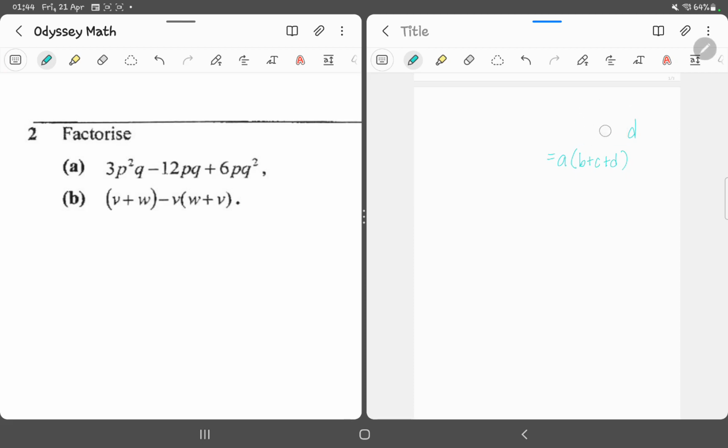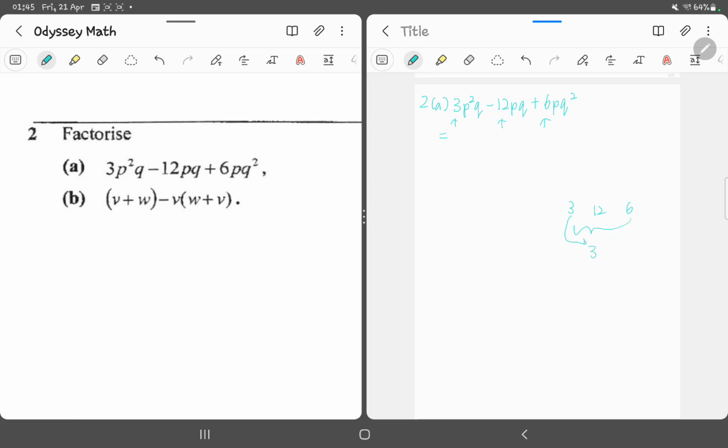Okay, so based on this understanding, let's do question number 2, part A. So we have 3p square q, minus 12pq plus 6pq square. So this is actually equals to, so here, let's just look at the constant over here. Constant means the number. So there's a 3 over here, a minus 12 over here, and a 6 over here. Let me repeat again. So there's a 3 here, there's a 12 here, there's a 6 here, correct? So I'm going to write it down, 3, 12, 6. So what is a common factor among these three numbers? 3.